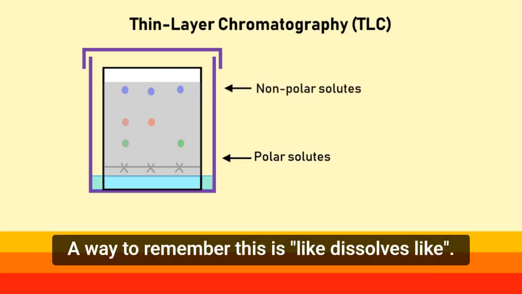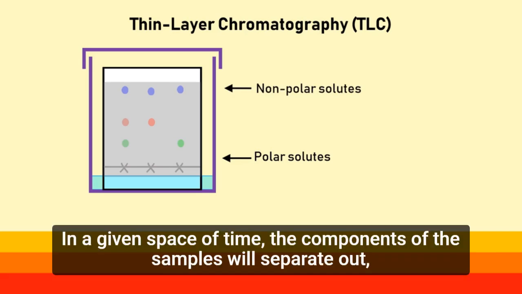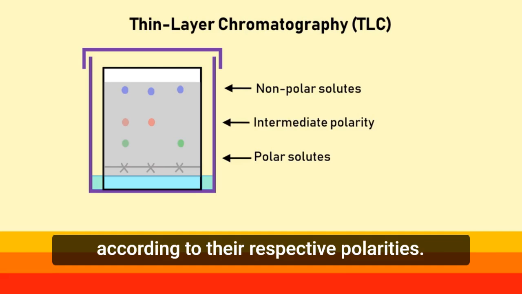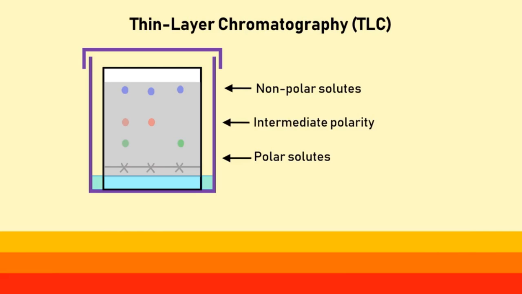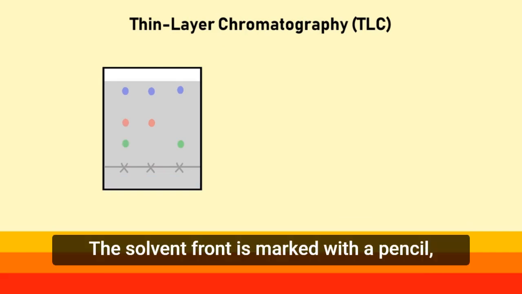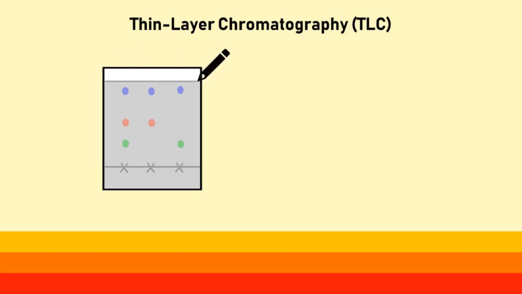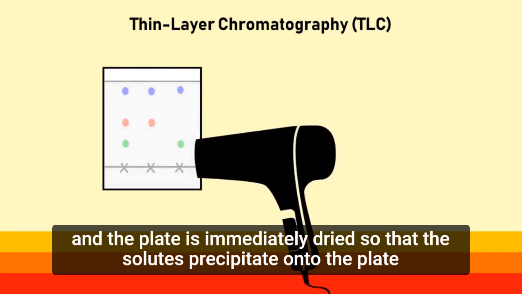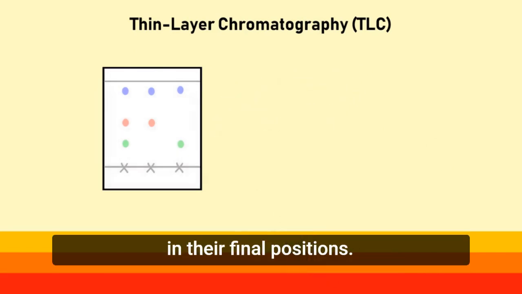A way to remember this is like dissolves like. In a given space of time, the components of the samples will separate out according to their respective polarities. When the solvent front nears the top of the plate, it is taken out of the jar. The solvent front is marked with a pencil, and the plate is immediately dried so that the solutes precipitate onto the plate in their final positions.